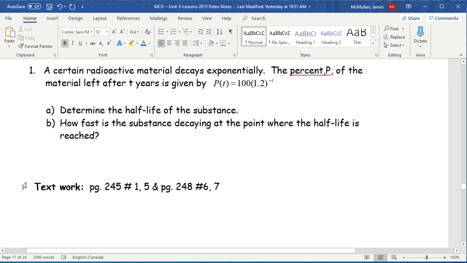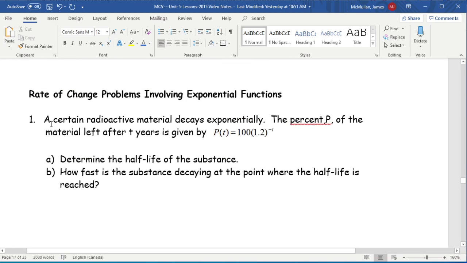Now, one more. It says a certain radioactive material decays exponentially. The percent of material left after t years is given by this equation. Interestingly, now that you know some more about exponentials, the half-life actually doesn't need to be given the way that it used to be, where the base was always 1/2. In fact, in calculus, it's better to use a base of e when you're doing half-life, but anyway, we can look at that if any of you have a question. So it says determine the half-life of the substance.